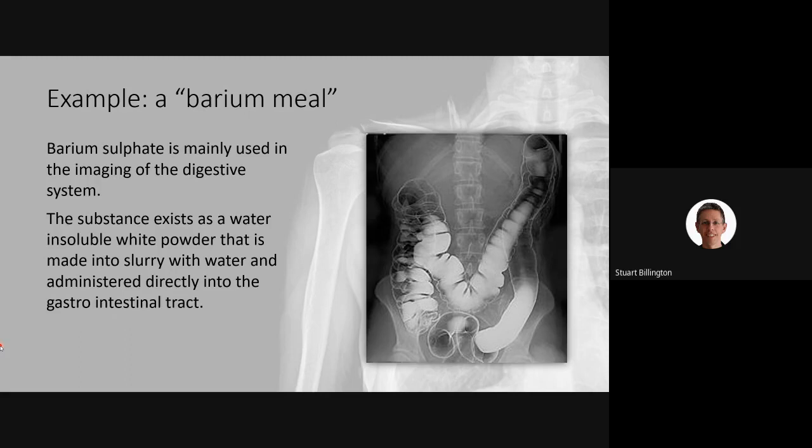So it all comes under the heading of contrast media. It's this notion of putting an artificial substance inside the human body that is good at absorbing X-rays so that we can image that and thereby deduce where human tissues are.